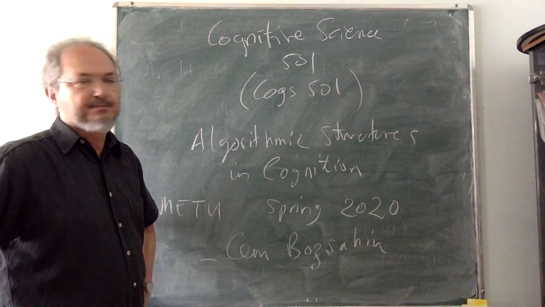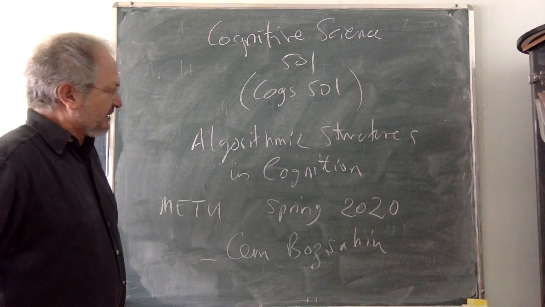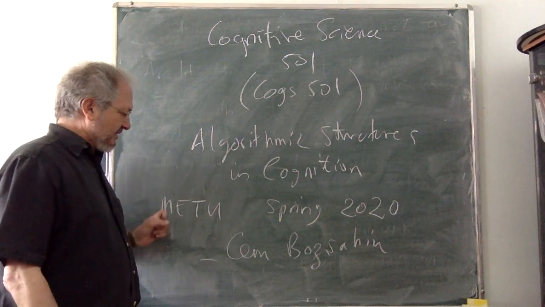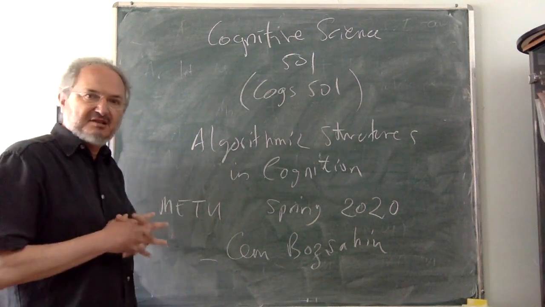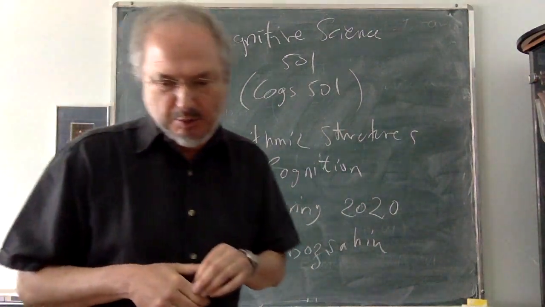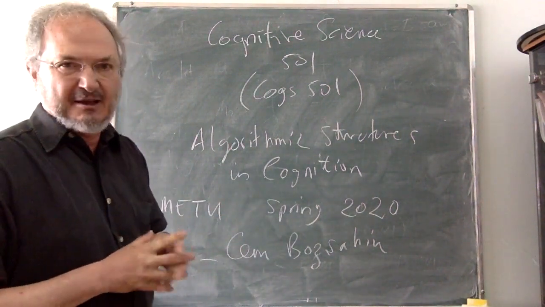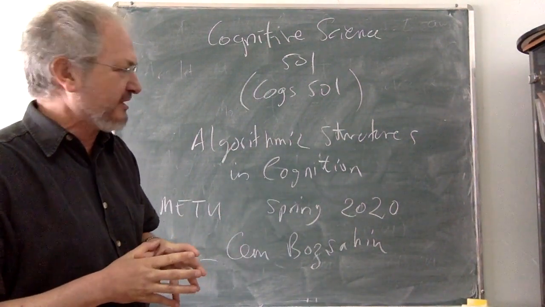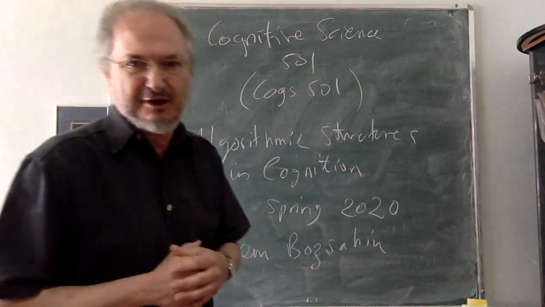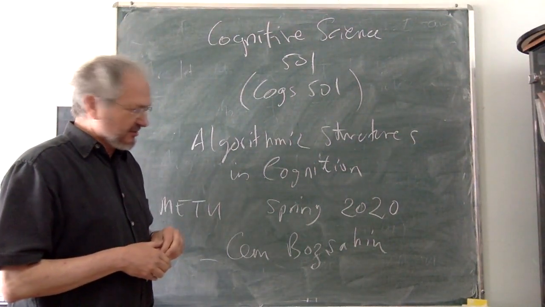Hello everyone. This is Cognitive Science 501. The title of the course is Algorithmic Structures in Cognition, at Middle East Technical University Cognitive Science Department. This is the offering in spring of 2020, where we started in-class teaching. Because of the infamous virus, we continued online. But life goes on, so I'll try to finish the whole course by video recordings.